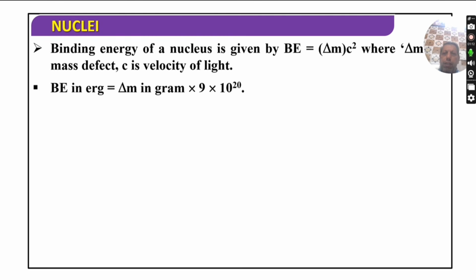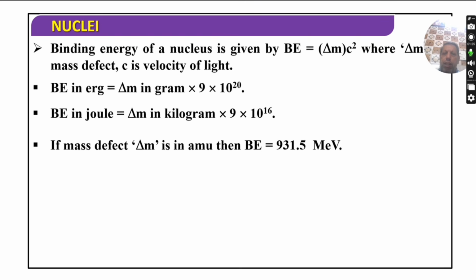Binding energy in ergs is delta m in gram into 9 into 10 the power 20. Binding energy in joule is equal to delta m in kilograms into 9 into 10 the power 16. If mass defect is in AMU, then binding energy is equal to delta m into 931.5 mega electron volt.